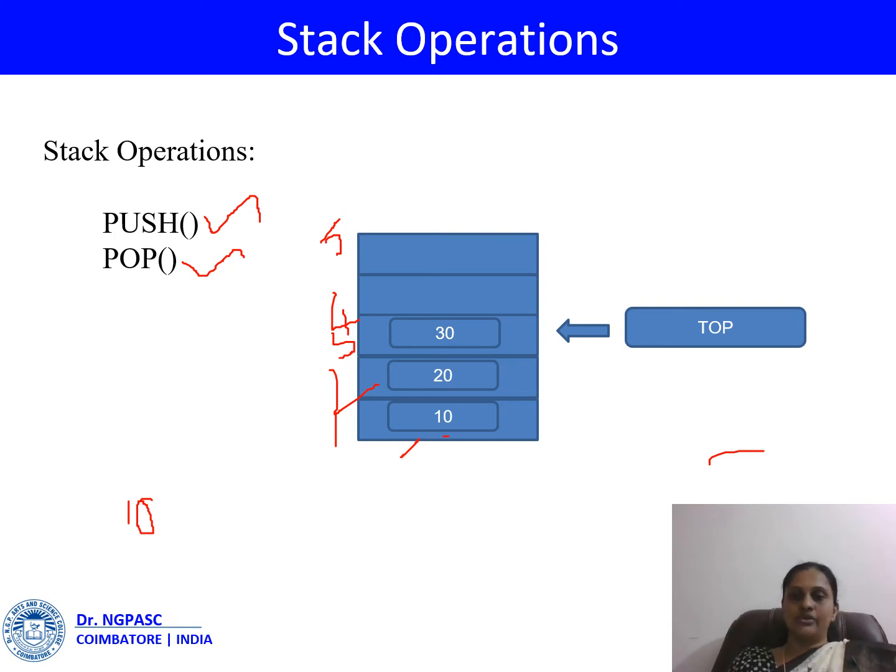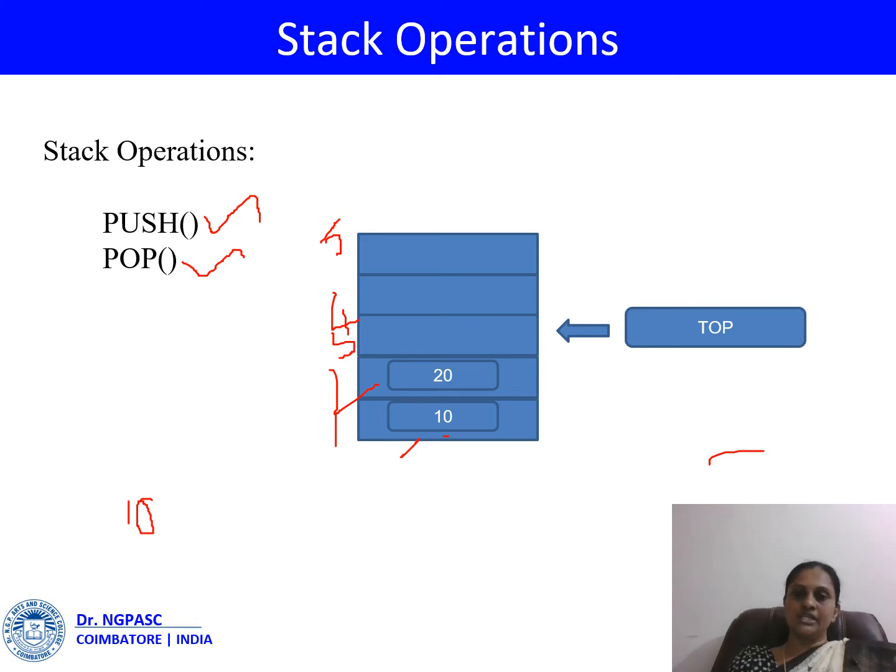So we are following the last in, first out operation. Now I am going to do the pop operation. For doing the pop operation, I can delete only the value 30. So now I am deleting this value 30.